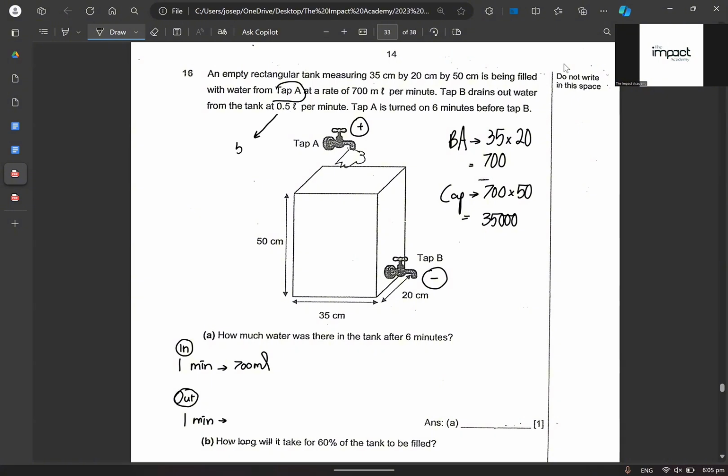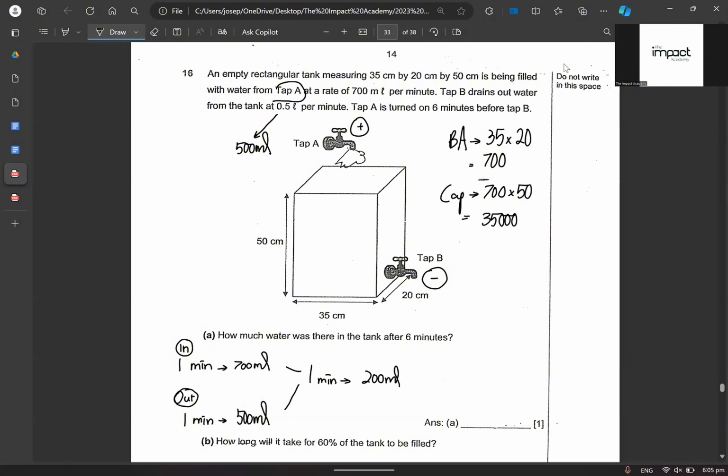0.5 liters becomes 500 ml. Make sure that the units are all the same. Is that okay? So actually in 1 minute, how much water stays inside? Every 1 minute, 200. Very good. 200 ml. Can you understand or don't understand? You sure? Okay. All right.